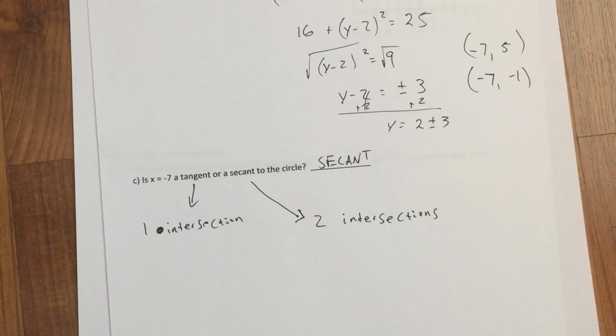Secant to a circle also means that that line would form a chord, meaning it would pass through. It doesn't pass through the middle. That would cause, we would think of it as a diameter. But this would be secant to the circle, meaning it has 2 points of intersection. Okay?